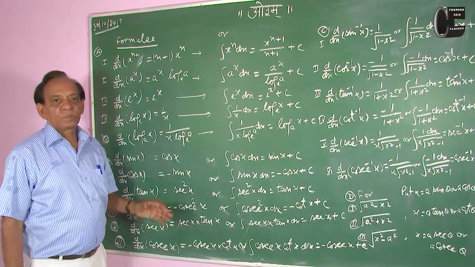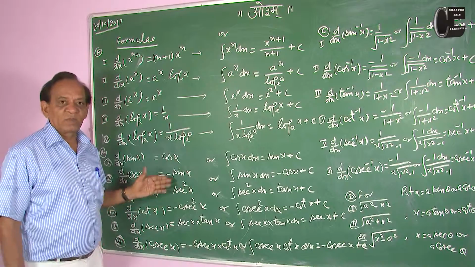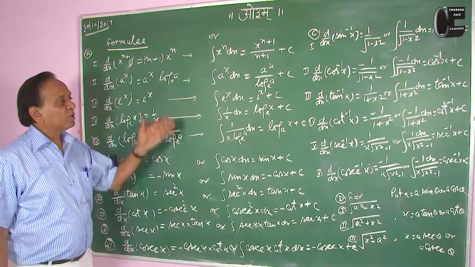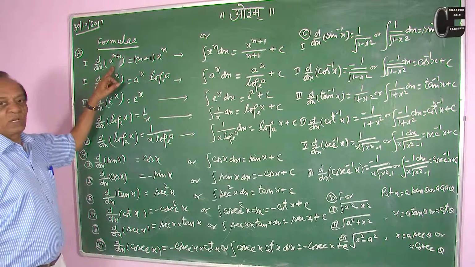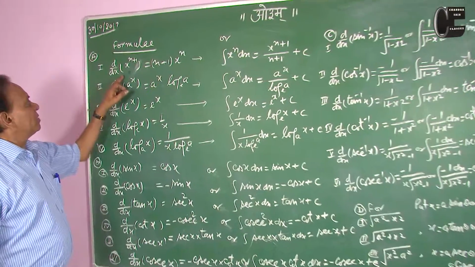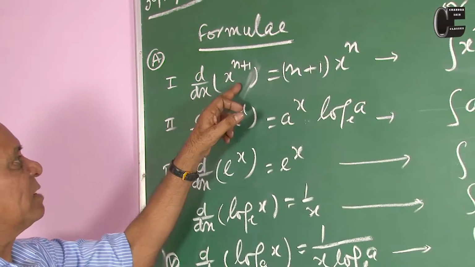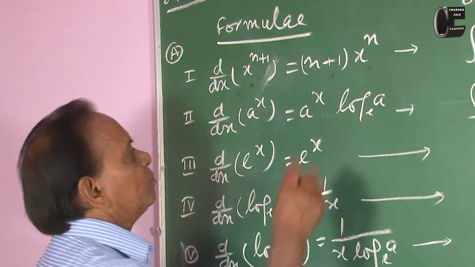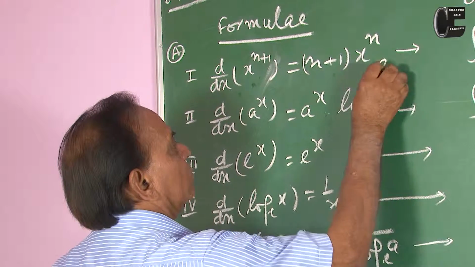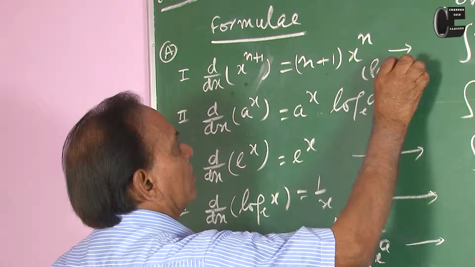Now we are taking some homework, which will be helpful for finding the integration. We know that d by dx of x to the power n plus 1 will be n plus 1 into x to the power n. We call this the power formula.